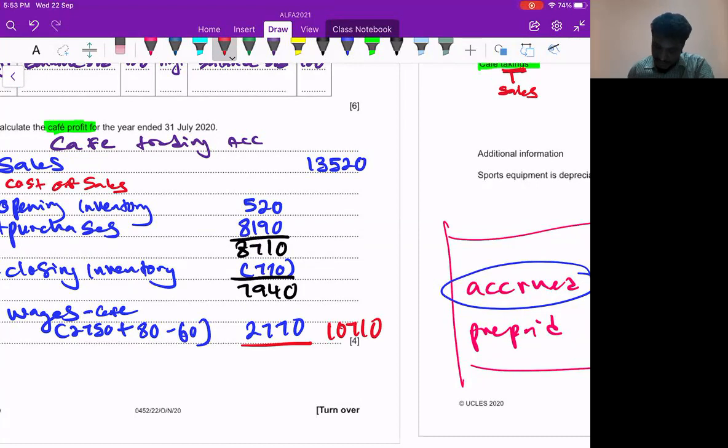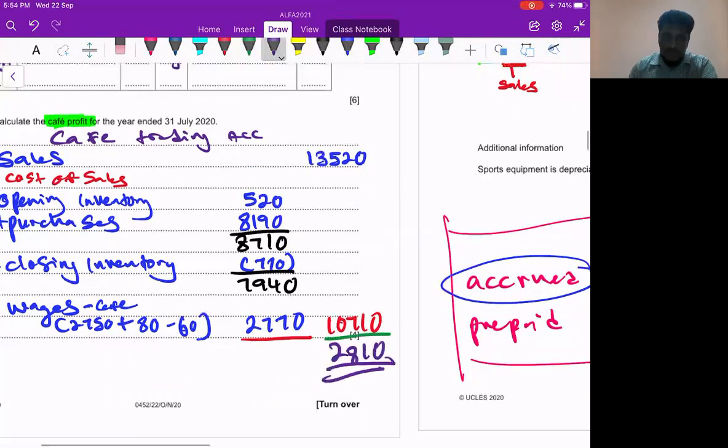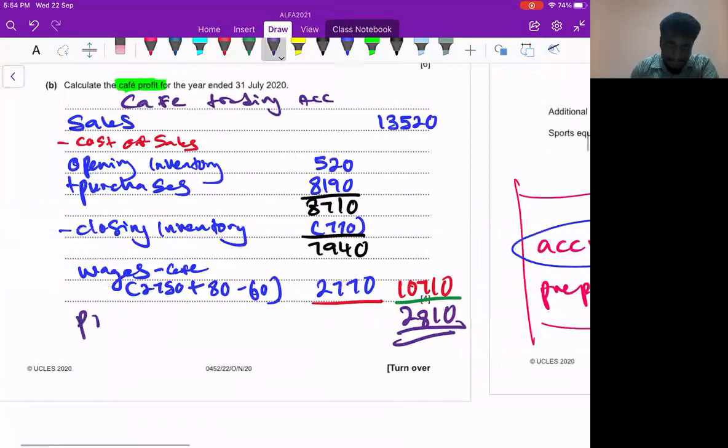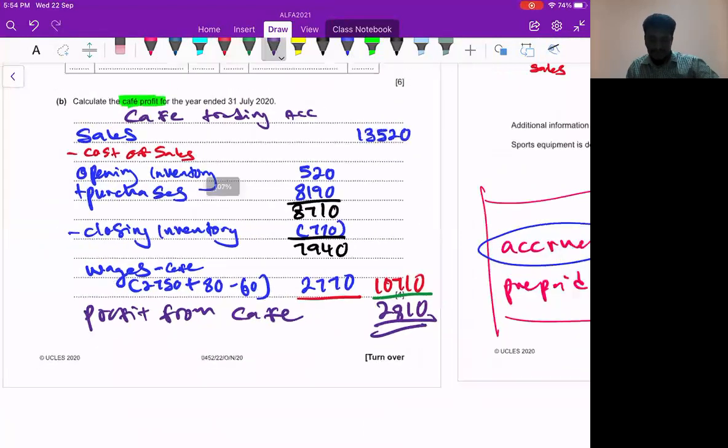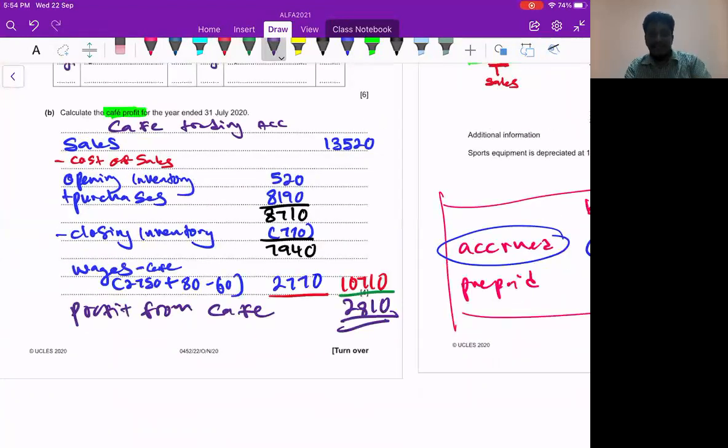13,520 minus 10,710, I get 2,810. 2,810 is my profit from the cafe. This is the profit from the cafe. Understand or not? Profit from cafe is 2,810.